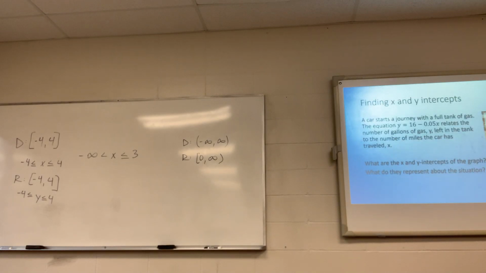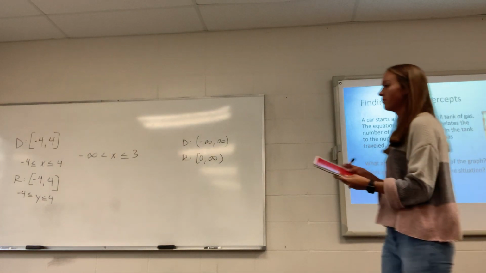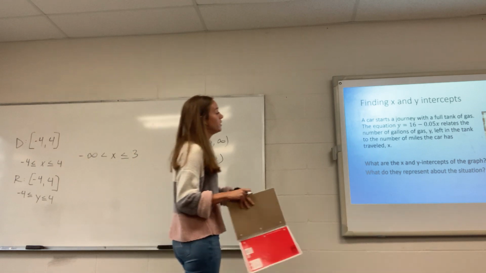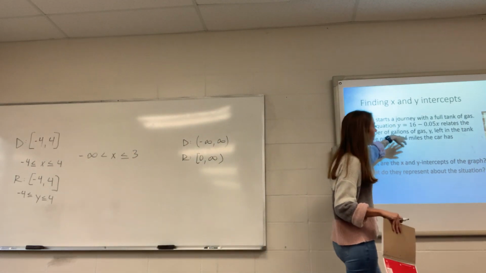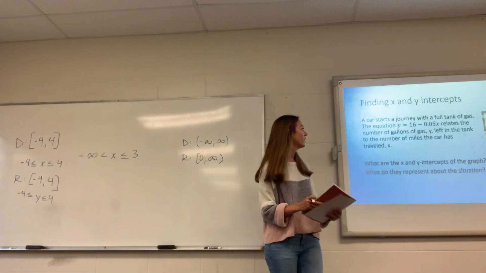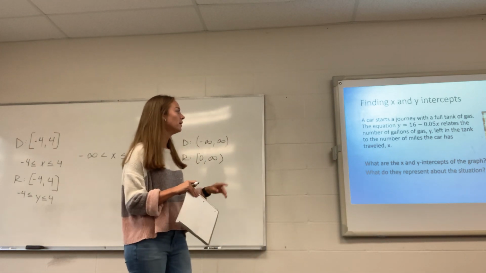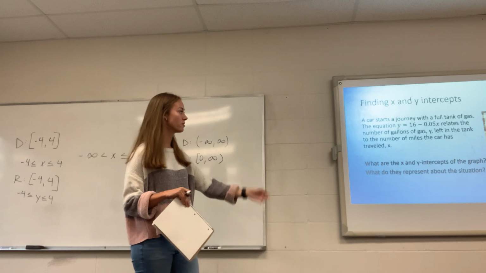Okay, so then finding our x and our y intercepts. So we have just this problem right here. It says a car starts a journey with a full tank of gas. So we have a word problem. The equation of our line is y equals 16 minus 0.5x, and it relates the number of gallons of gas, which is our y, left in the tank, and the number of miles the car has driven.